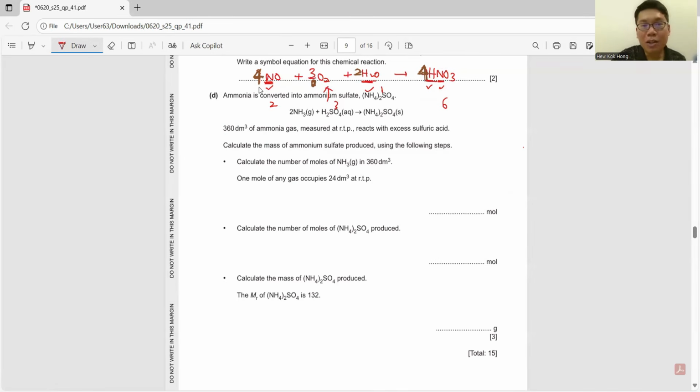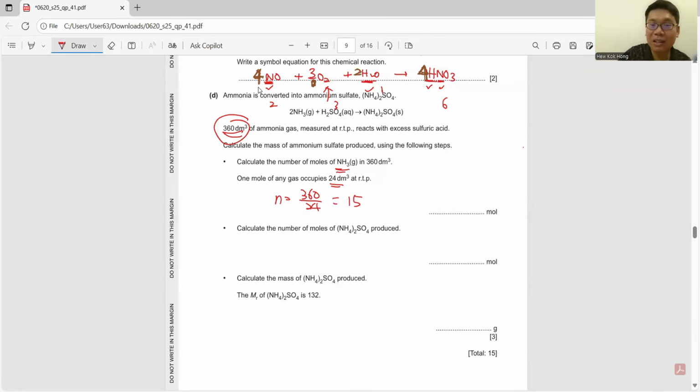But the ammonia is converted into ammonium sulfate in this equation. They give you the dm cube of ammonia gas reacting with excess sulfuric acid. Calculate the mass of ammonium sulfate by following the steps. Step 1, calculate the number of moles of NH3. They give you the volume of 1 mole of gas. So we know we need to find back the mole, which means the volume needs to be divided by 24.